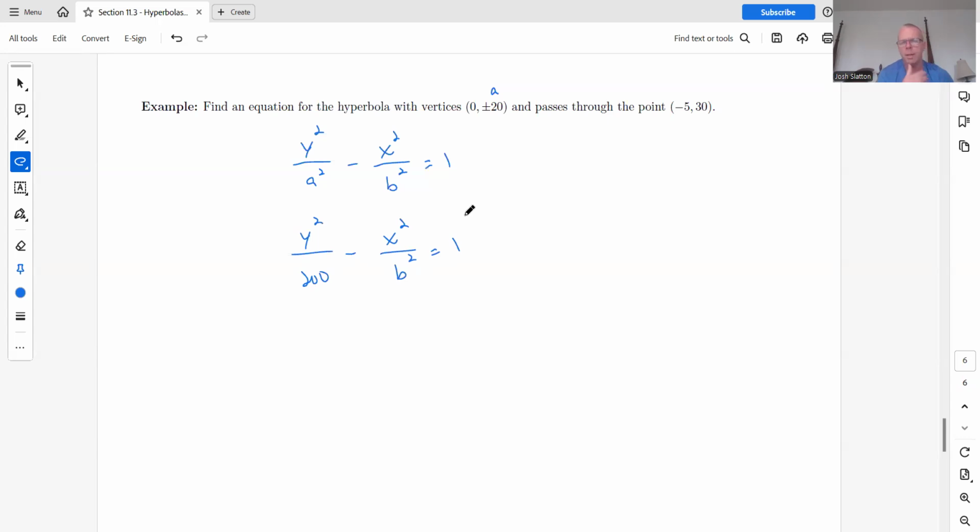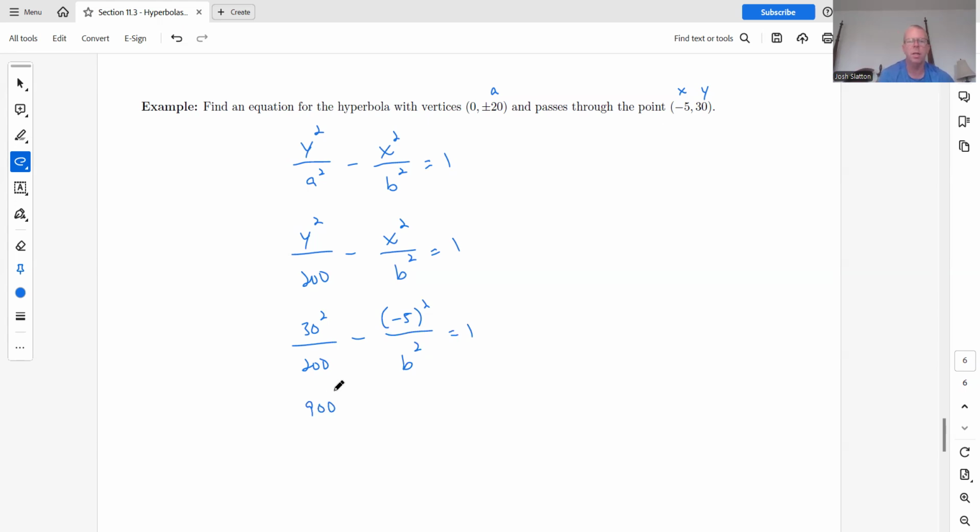And so now what you can do, anytime you have to find an equation and they tell you that it passes through a point, you're going to plug that point in for the x and the y. And that works anytime that you're looking for an equation and you're given that it passes through a point. That's always a strategy. So x is -5, y is 30. So we have 30 squared over 20 squared minus -5 squared over b squared equals 1. And now we can solve this equation for b squared. We only really need b squared.